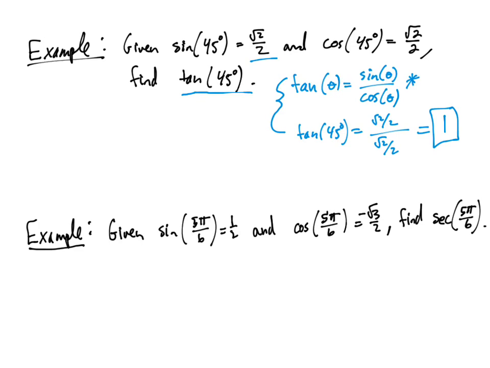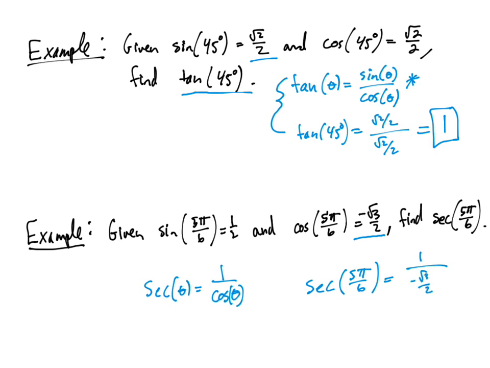This next one says, given that sine of 5 pi over 6 is 1/2 and cosine of 5 pi over 6 is negative root 3 over 2, find secant of 5 pi over 6. Well, secant of an angle is equal to 1 over cosine of that angle. So in other words, secant and cosine are reciprocals of each other. So if we know what cosine is equal to, we just take the reciprocal of that, and that'll get us secant.